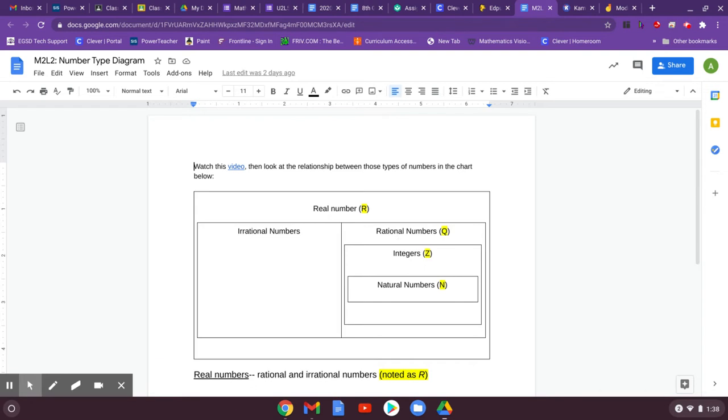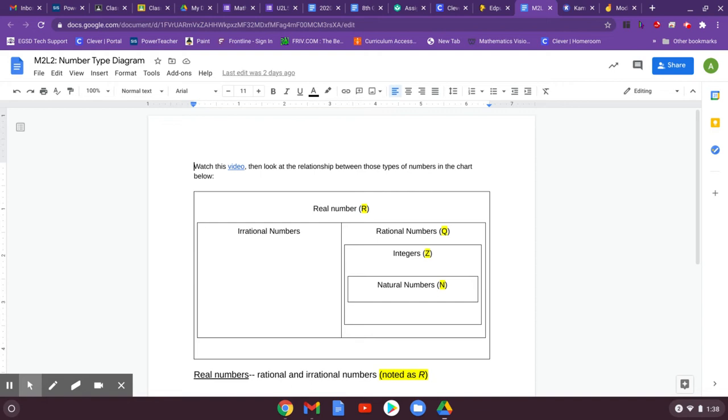Rational numbers can be put into a fraction form. So 4 could be turned into 4 over 1. 0.3 repeating would be turned into 1/3. So any number that can be turned into a fraction is rational. Rational can be broken up into integers. Specific rational numbers that are whole numbers, positive or negative, are considered integers. And then integers can be broken down into natural numbers. Natural numbers would be like your counting numbers, 1, 2, 3, 4, 5.